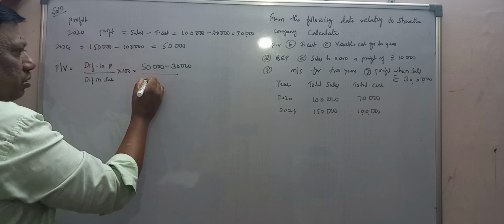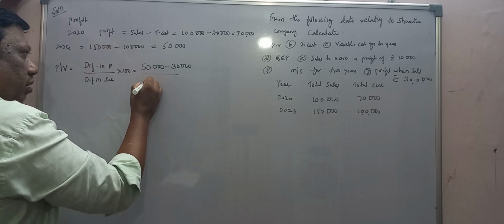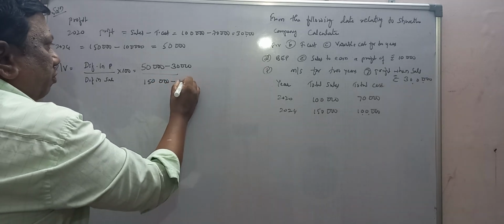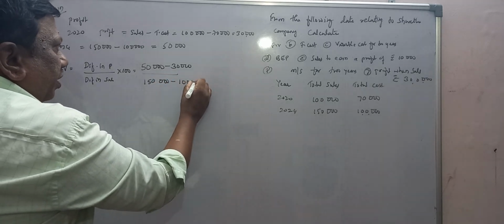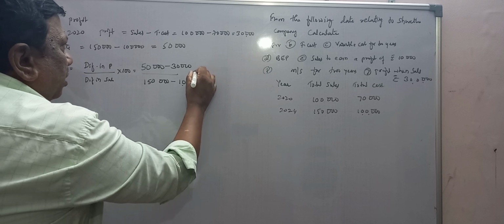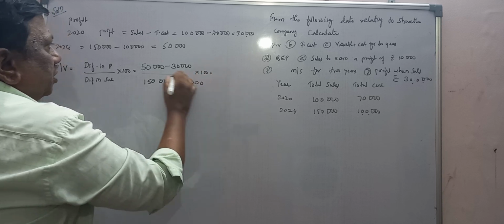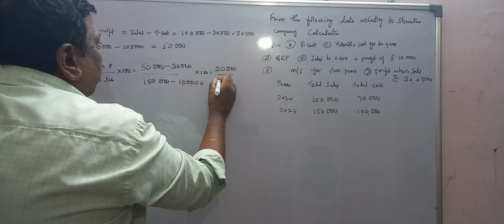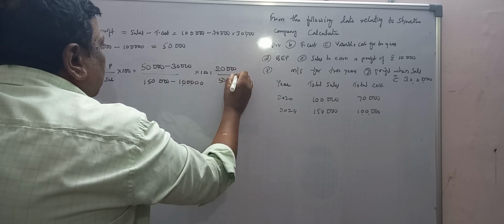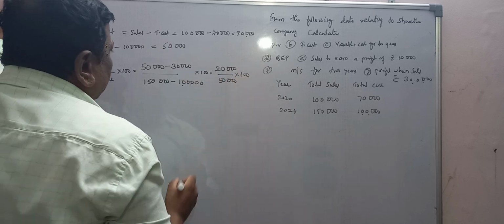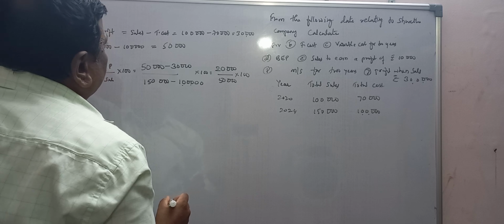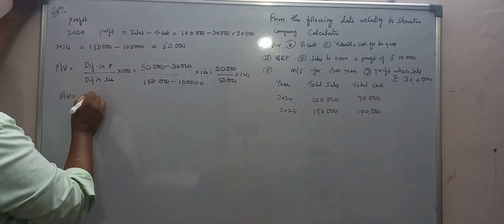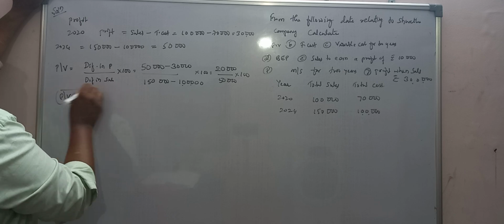What is sales for 2024? 1 lakh 50,000 minus sales of 2020, we have 1 lakh, into 100. That means 20,000 divided by 50,000 into 100. So we get PV 25%. So this is PV.